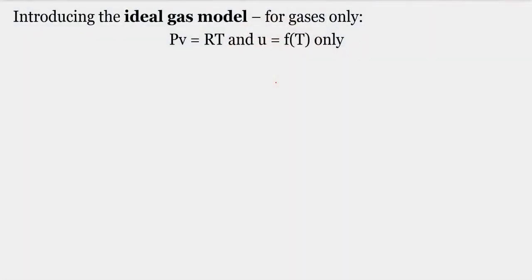So just like the incompressible substance model had two assumptions, that the system had a constant density and the internal energy was a function of temperature only, so does a gas model, the ideal gas model. The ideal gas model says this expression has to be true, which is the pressure times the specific volume has to be equal to this product of the gas constant, that's what R is, times temperature. So we're going to introduce the gas constant.